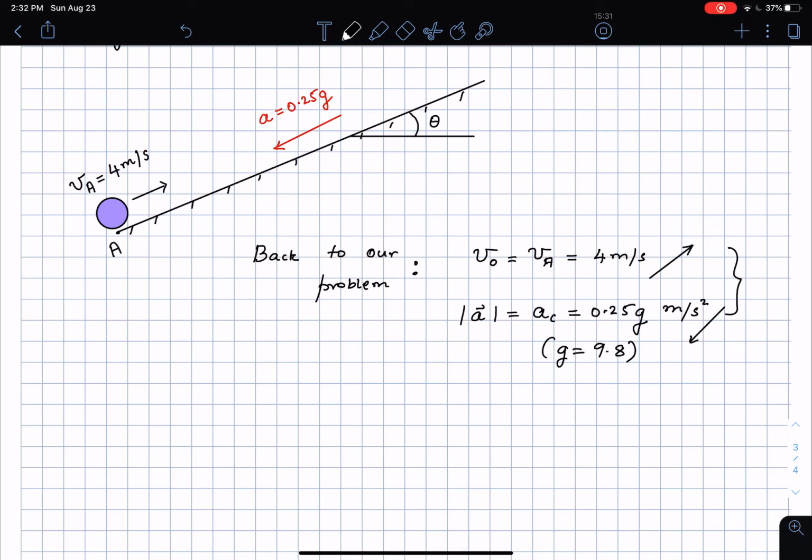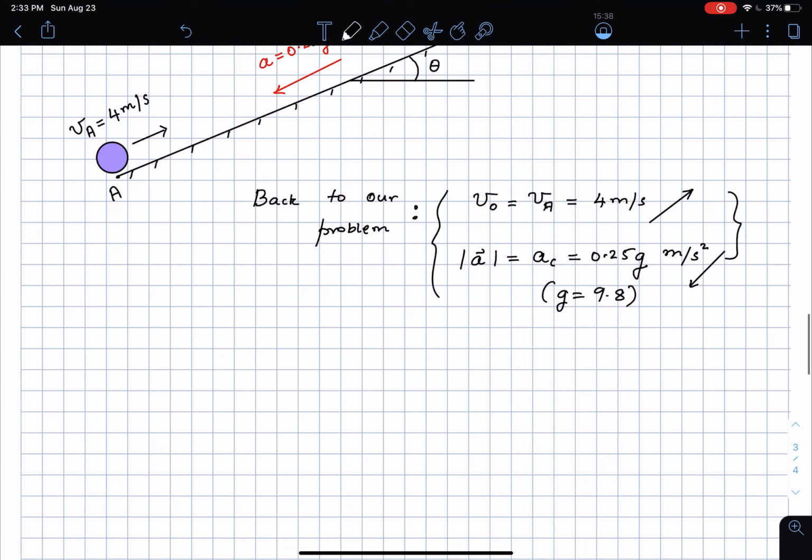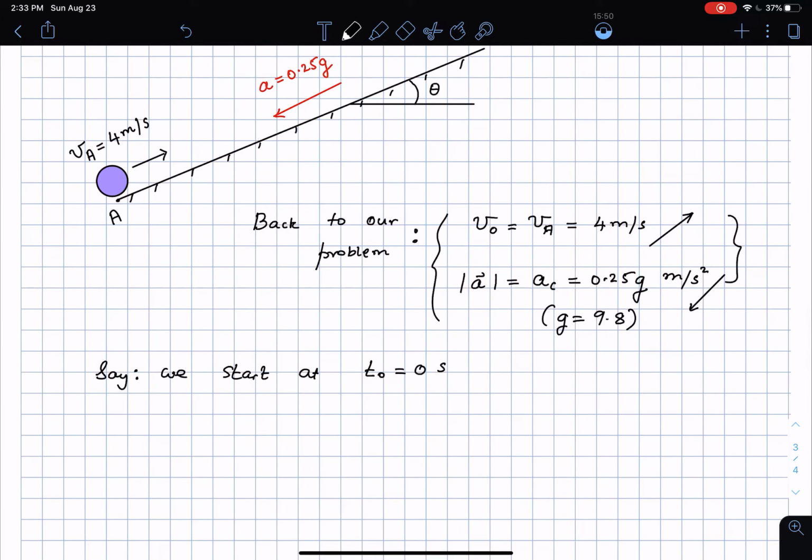Then what do we have? We can say that I'm initially starting at some time t naught equal to 0 seconds. Then I'm also going to say that I'm going to start at some initial displacement with respect to a reference of 0. So let us say that we start with S naught equal to 0 meters as well. These are seconds and these are in meters.